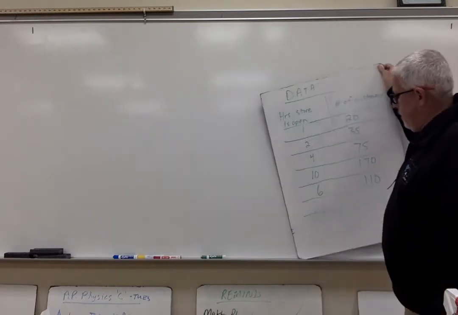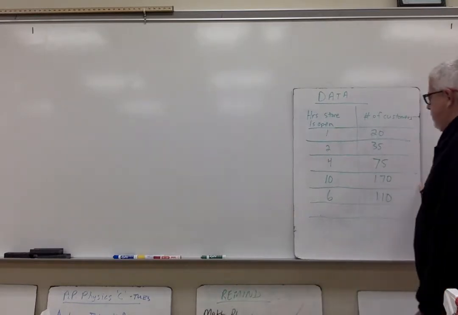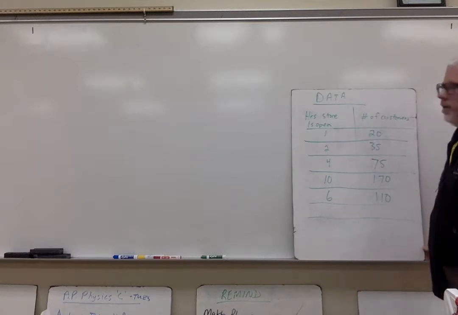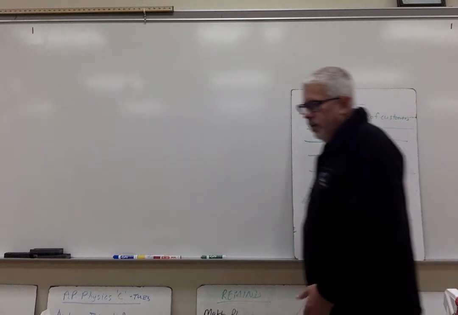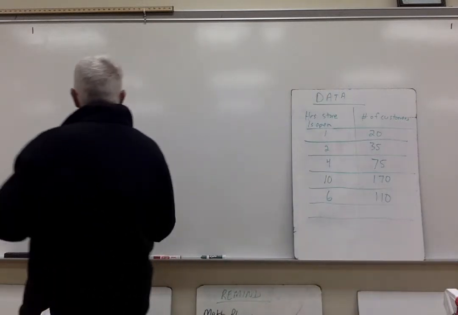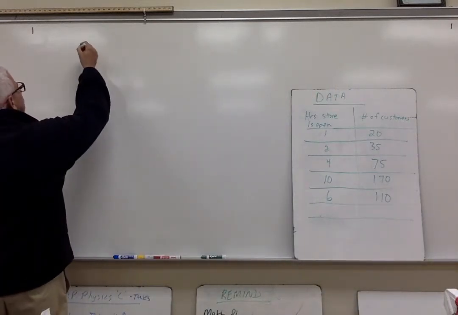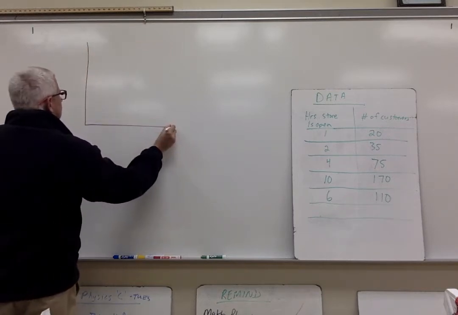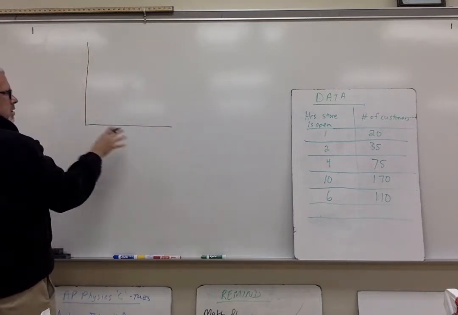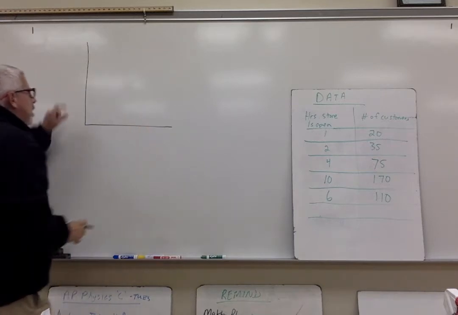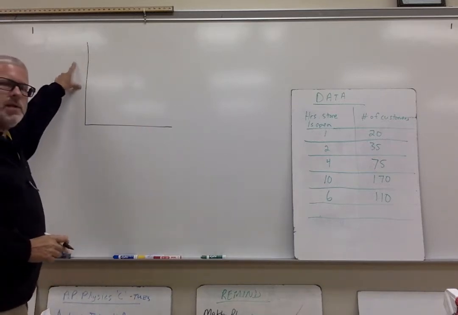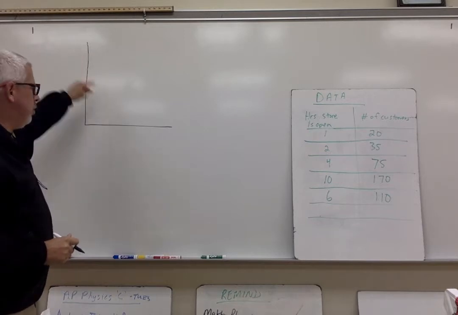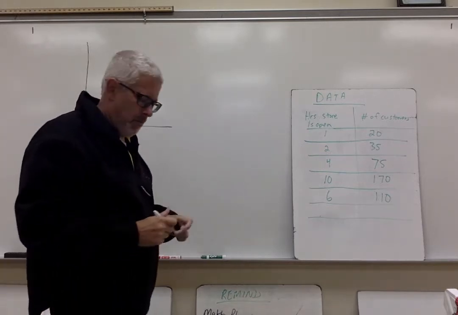At any rate, I've got a set of data that I've made here. So I'm going to put this up, and we're going to try to make a graph from it. One of the first things that we need to do is figure out what goes where. So if I want to make a graph, it's a line graph. We're going to have a vertical axis and a horizontal axis. On the vertical axis, you're going to have your dependent variable. And on the horizontal axis, you're going to have your independent variable.